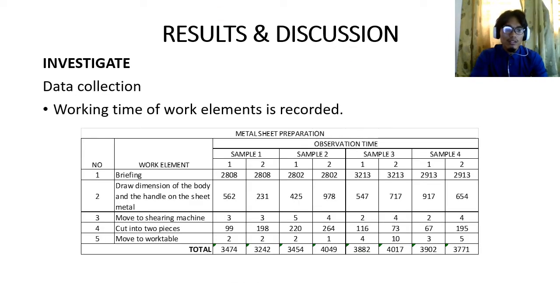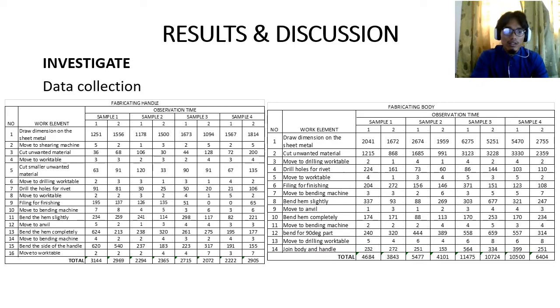Next, this is the data collection, which is the observation of each main process. This table shows the data collection for metal sheet preparation, and this one is for fabricating handle, and this one is for fabricating body. The total time for each main process for each student varies widely due to the performance of the students.